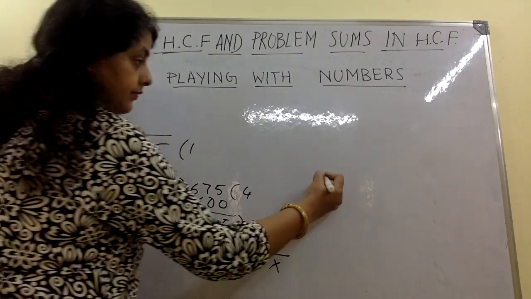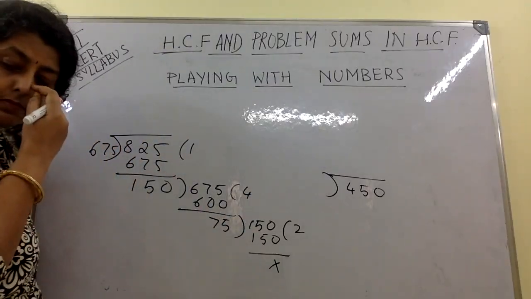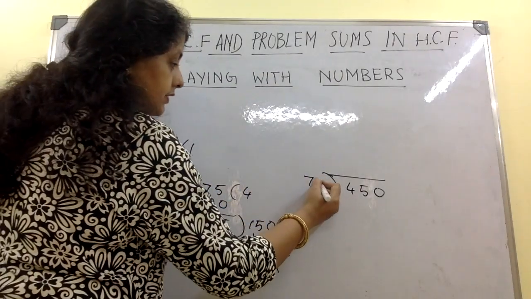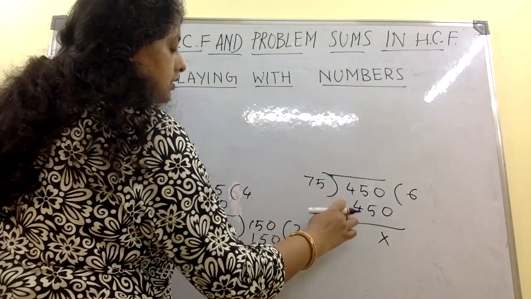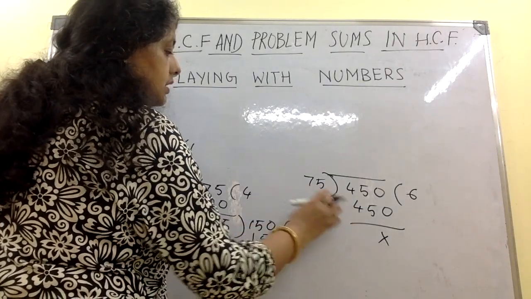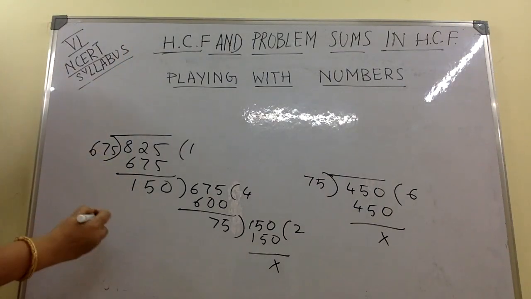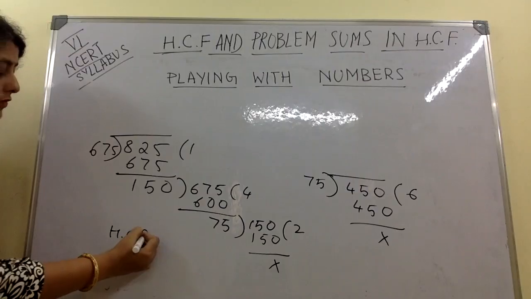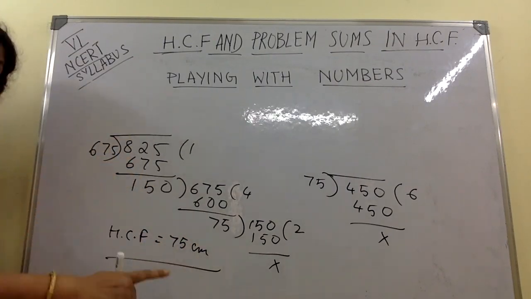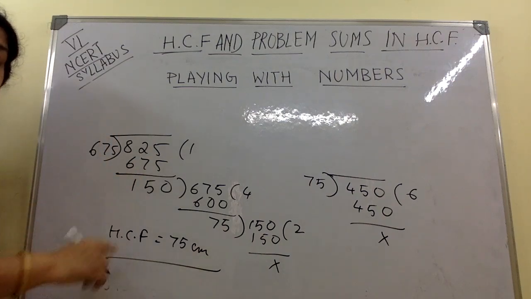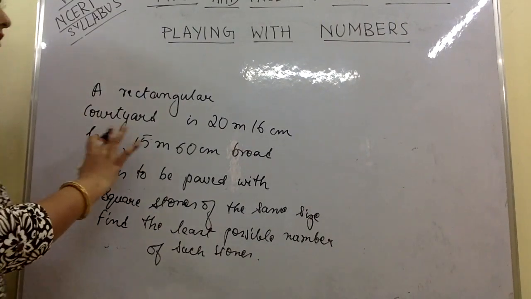Then 450 and 75. So this 75, 33. Okay, so this divides it completely. So now this is my HCF of the 3 is a 75. So my tape has to be 75 centimeter long. Okay, not full 1 meter. So this is a question, rectangular courtyard.